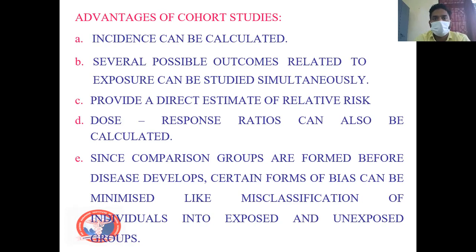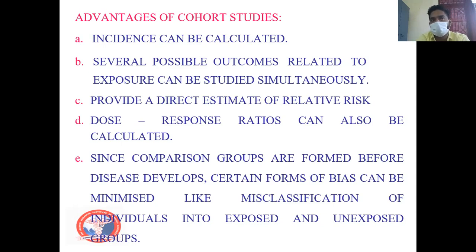So next comes the advantages of cohort study. Incidence can be calculated. The main thing is that from the cohort study we can calculate the incidence rate. Second, several possible outcomes related to exposure can be studied simultaneously. In a case control study, we can find out several risk factors for one disease. Here, what you're going to see is several possible outcomes for a single risk factor.